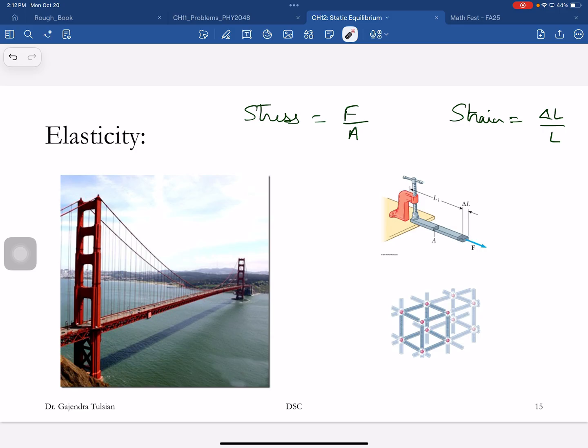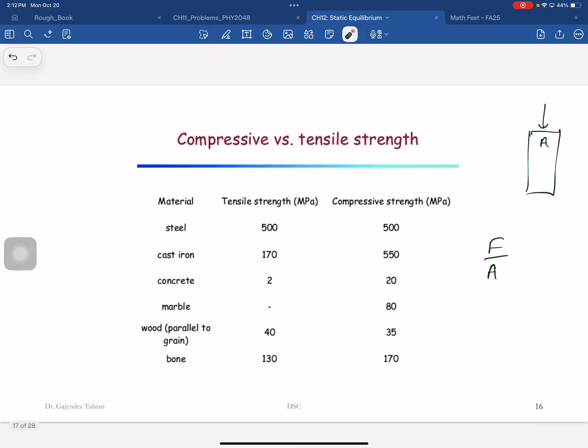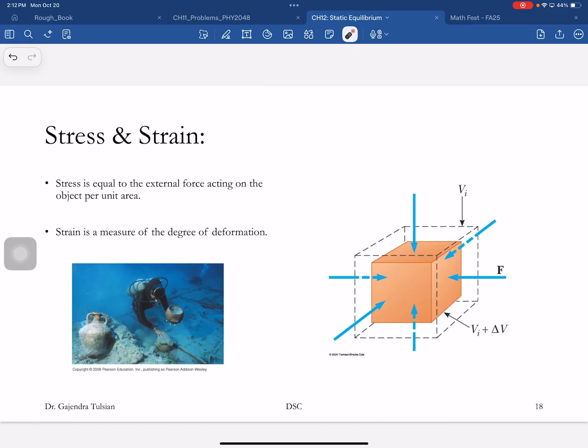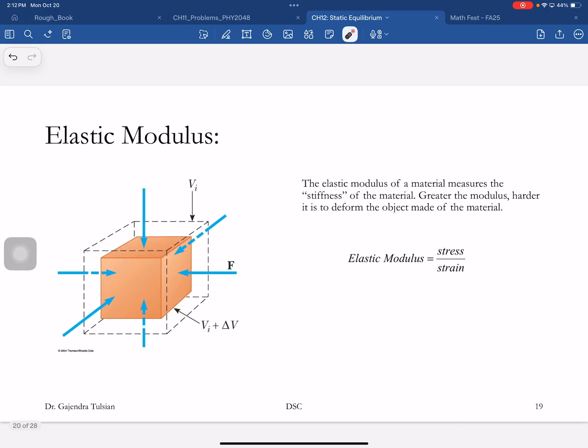Okay. So anyway, that's strain. So that's what these terms are, stress and strain. Okay. So strain is a measure of degree of deformation. We define 3 kinds of elastic moduli.